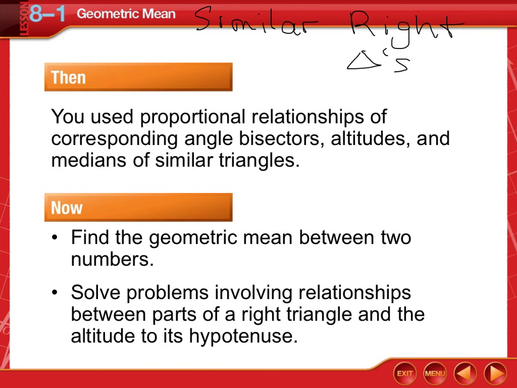We're going to look at what that means inside of a right triangle, and we're going to learn about two new concepts here. The geometric mean between two numbers, and we're also going to look at what happens when we draw an altitude inside of a right triangle between the right angle to its opposite side, which is the hypotenuse, and what's created from that.